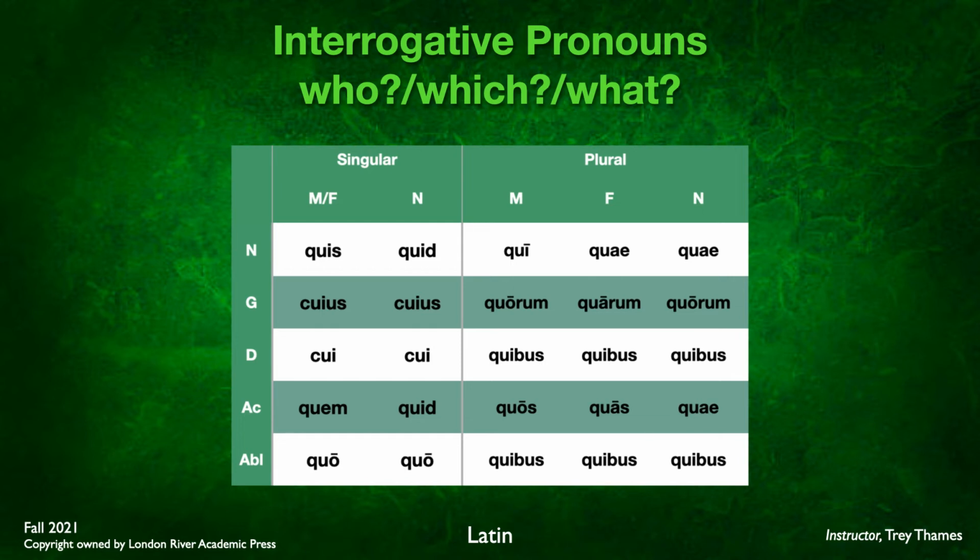And then masculine and feminine have the exact same form, so those are condensed into one column. So we're going to run through here: quis, quid. Quis, quis. There we go. Qui, qui. Quem, quid. And then quo, quo.